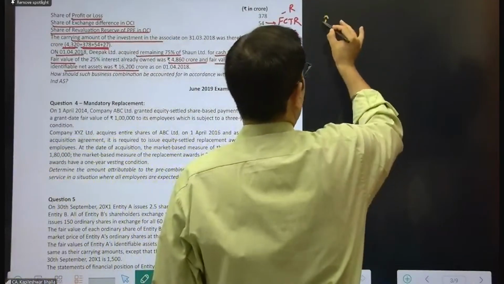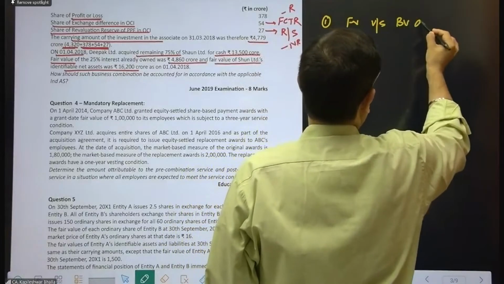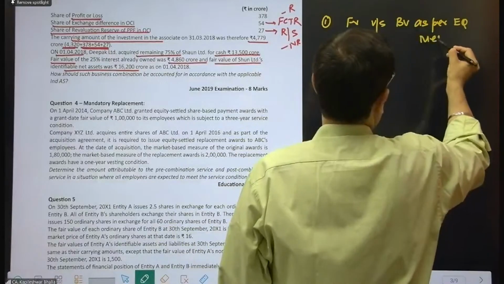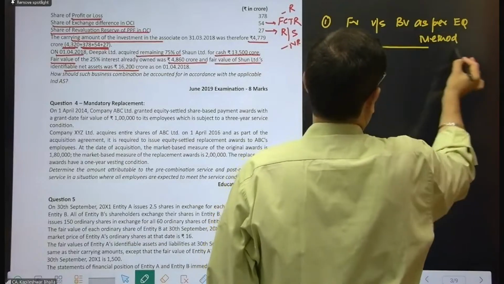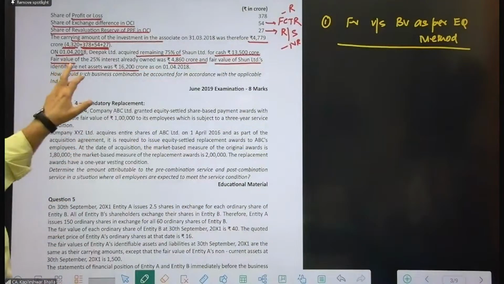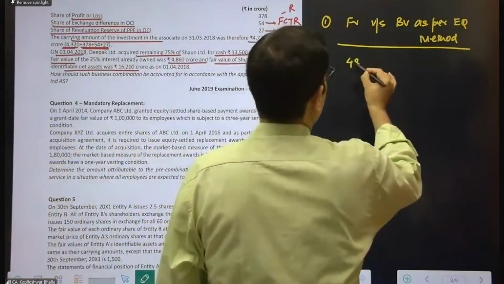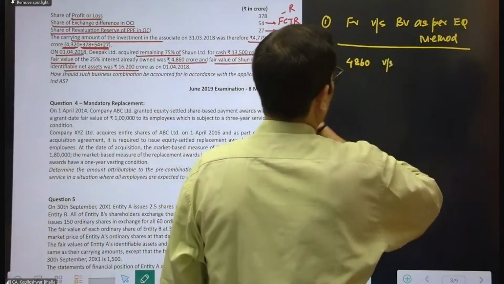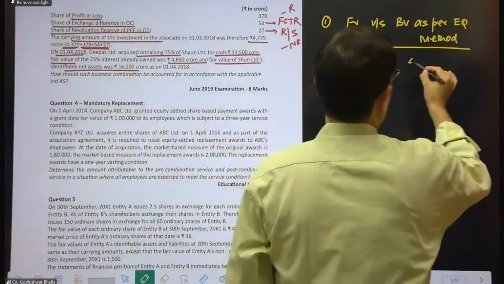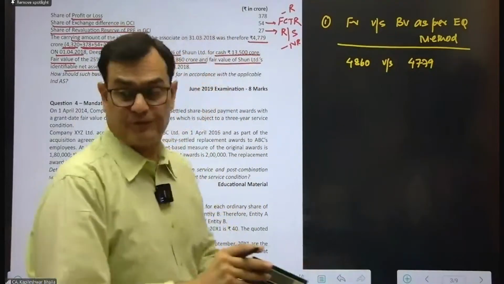So I am first looking at the fair value versus the book value as per the equity method. We compare the fair value on the acquisition date versus the book value as per the equity method. I am very clearly given that the fair value of the PHI is 4860. And if I consider the book value as per the equity method, it is coming to 4779. So what is the difference? The fair value gain in this particular case?